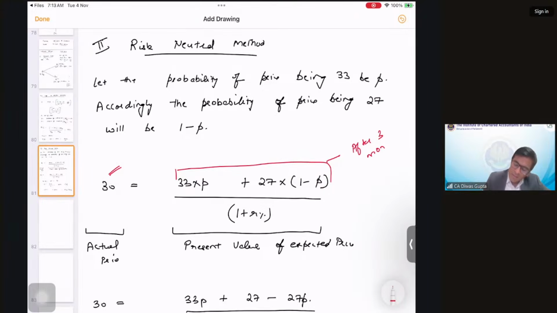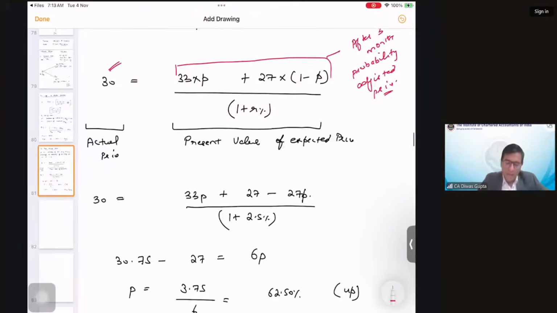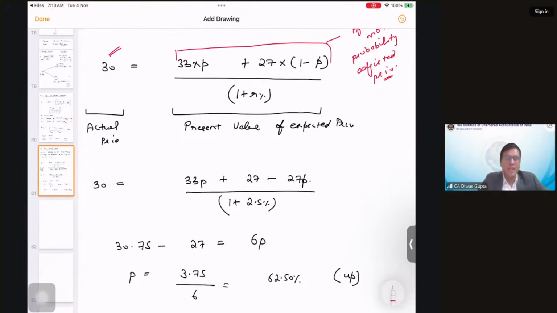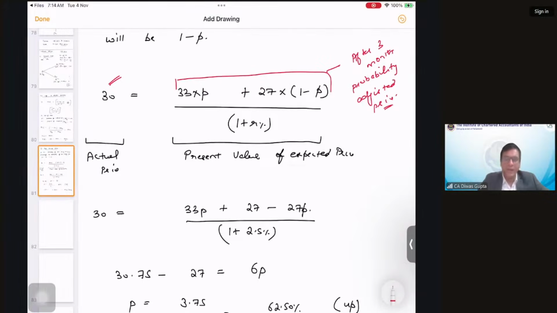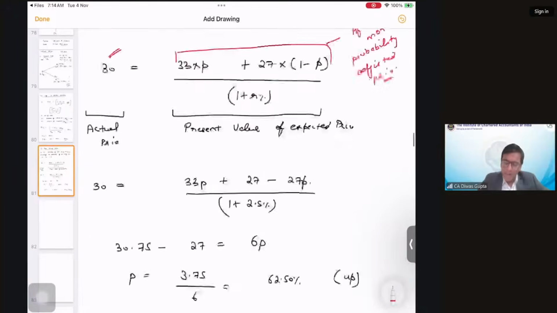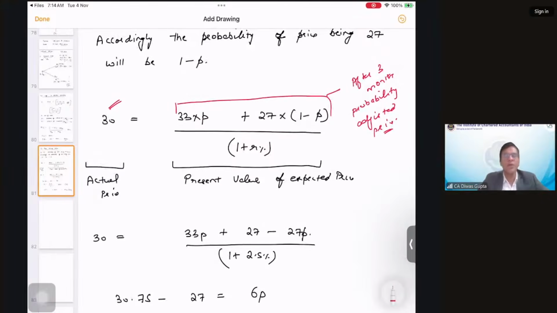What is the probability adjusted prices? Okay. So hence it comes out to be the present value, which we can equate to the current pricing. And this probability can now be calculated. Correct? Because we have assumed the probability as P in this case, which now can be calculated.